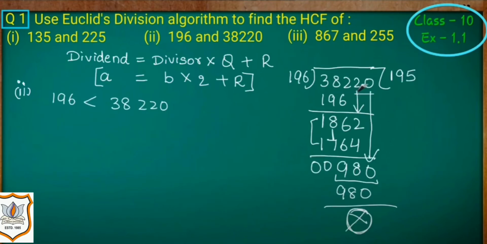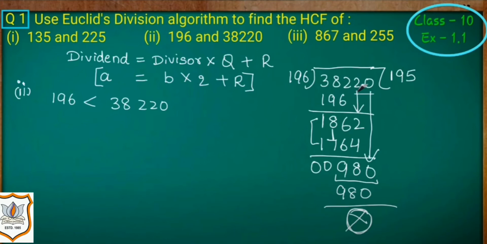In question 2, we have to find the HCF of 196 and 38220. We have to use the same formula of Euclid's division algorithm. 196 is less than 38220. First, we have to divide 38220 by 196. In the first step, I have to multiply with 1.